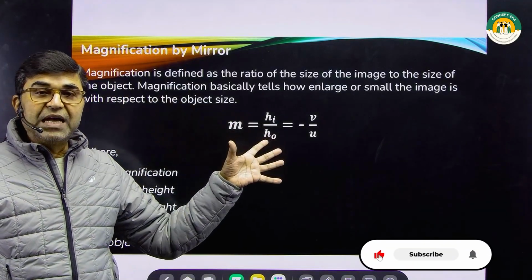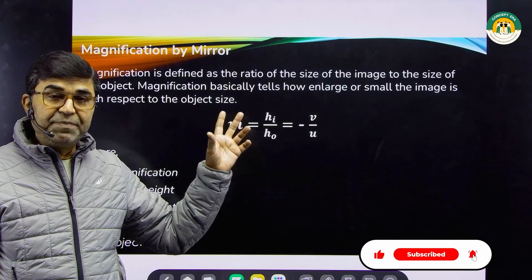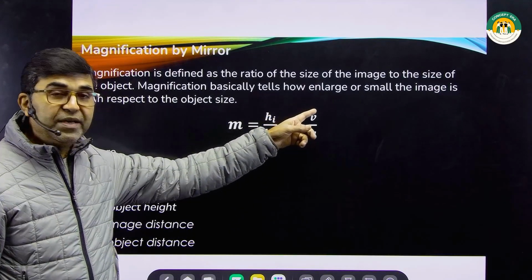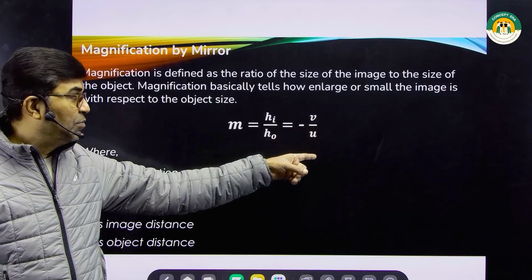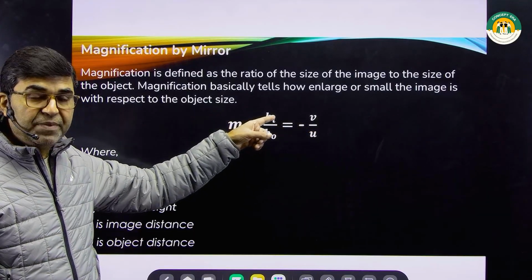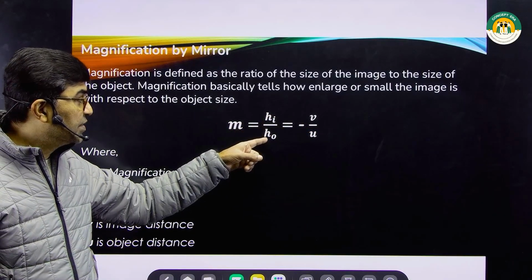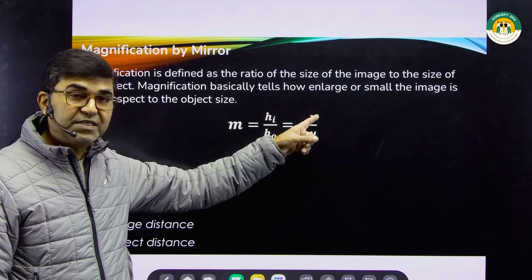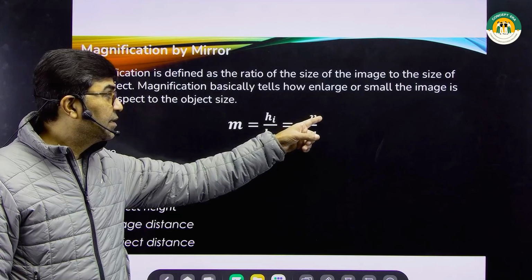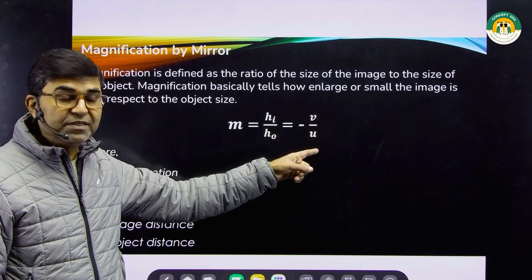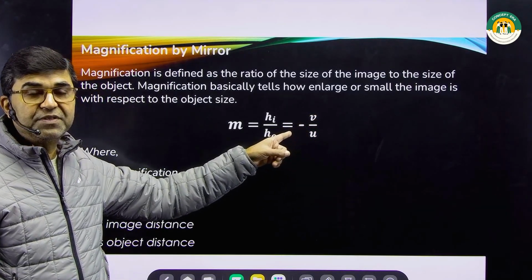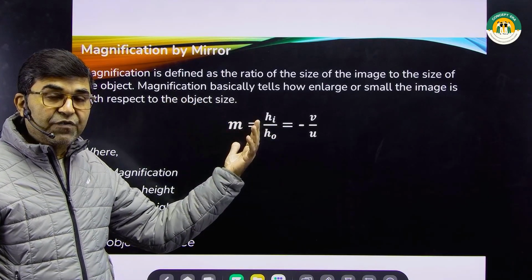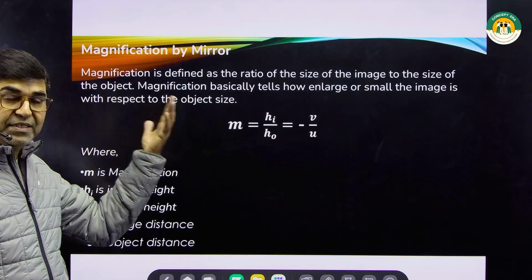The size of the image and object bear a ratio with each other, and that ratio is also borne by the image distance and the object distance. So size of image divided by size of object, that is HI upon HO, will bear the same ratio as the image distance to the object distance, but with a negative sign. Why? Because the real images are formed on the same side as the object is.